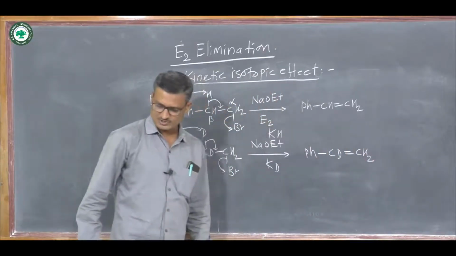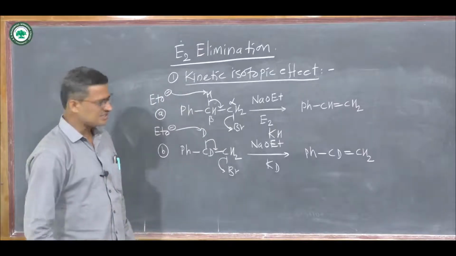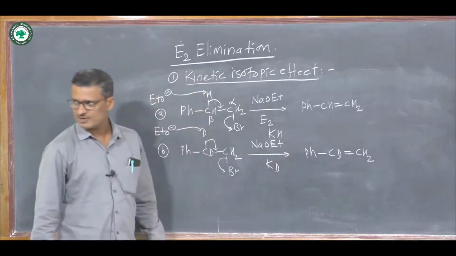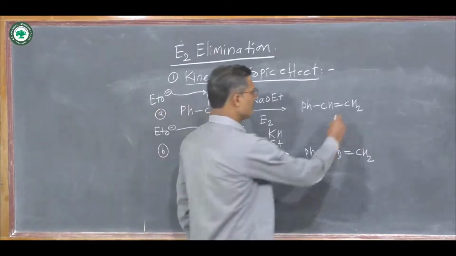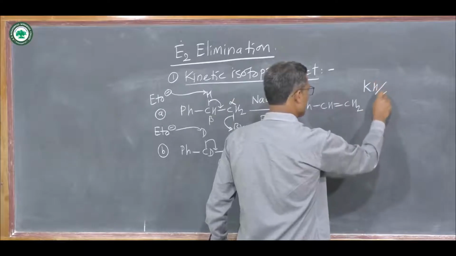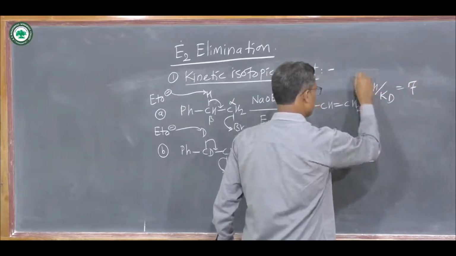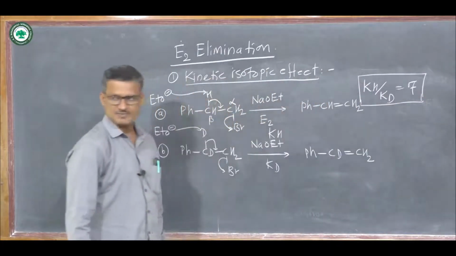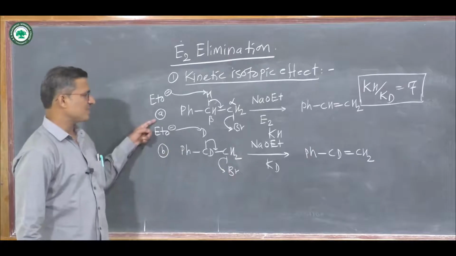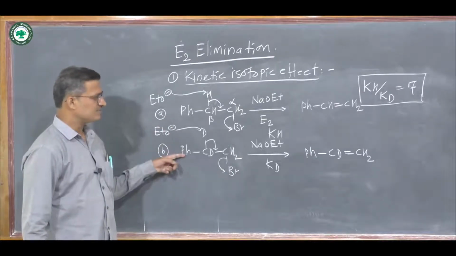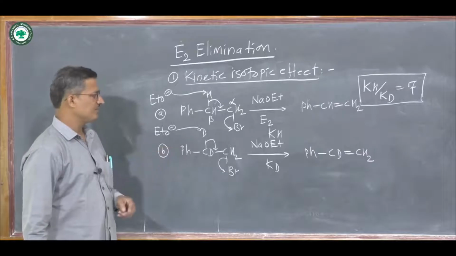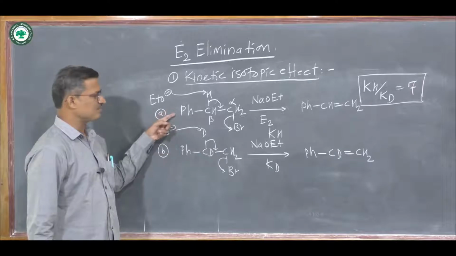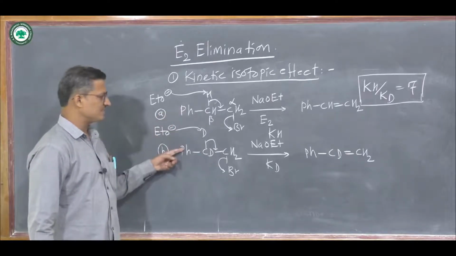So such a type of product we get. Then we observe the relative rate of both the reactions. We observe that KH divided by KD is equal to approximately 7. What is the meaning of that? The first reaction is 7 times faster than the second reaction. Why is the first reaction 7 times faster than the second reaction?